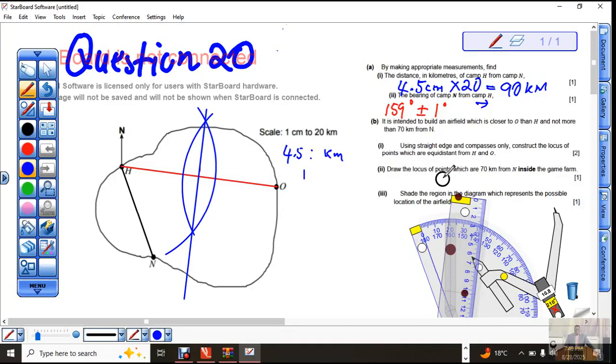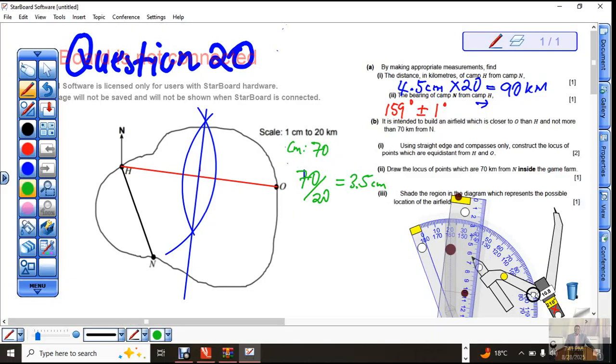Then they say, draw the locus of points which are 70 kilometers from N, inside the farm. So you're going to draw not a complete circle, but a major arc with a radius, and that's where the compass comes in handy. Let me do the working over here. If 1 centimeter is 20 kilometers, then to convert 70 kilometers to centimeters you divide, and you get about 3.5 centimeters.